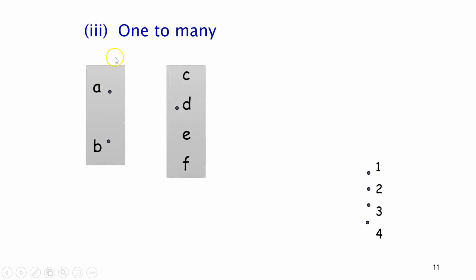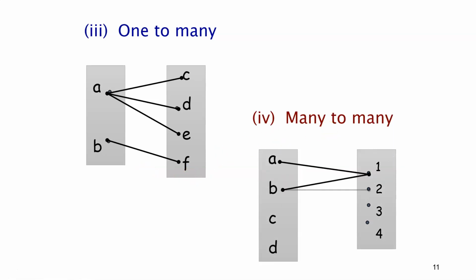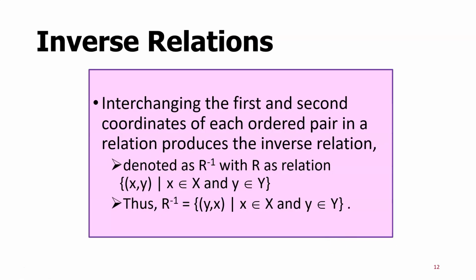Let's see the third one. 1 to many. 1 kepada banyak. So you have it like this. 1 to many. Dia banyak. 1 kepada banyak. And this one, many to many. Banyak kepada banyak. See, you have lots of relation over here. Ini kepada ini kepada ini, also kepada ini, and ini also kepada yang ini. So you have altogether 4 types of relation: 1 to 1, many to 1, 1 to many, and many to many.